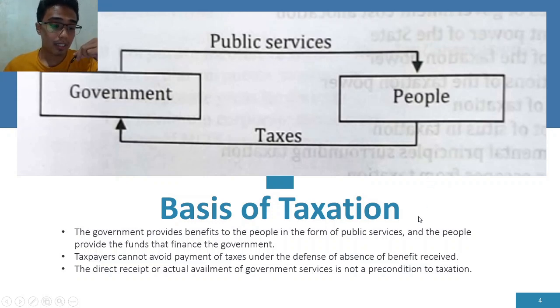Okay. Next, taxpayers cannot avoid payment of taxes under the defense of absence of benefit received. Okay, so hindi natin pwedeng irason na wala tayong nare-receive ng mga benefits from the government to avoid paying taxes. Okay, so in taxation, there's always a presumption na merong na re-receive na benefits ang mga people, indirectly or directly man yan. Okay? So we cannot use that excuse to avoid paying taxes. The direct receipt or actual availment of government services is not a precondition to taxation. So hindi siya precondition yung direct receipt. Kahit indirect lang tayong na benefitan, so we still need to pay taxes.